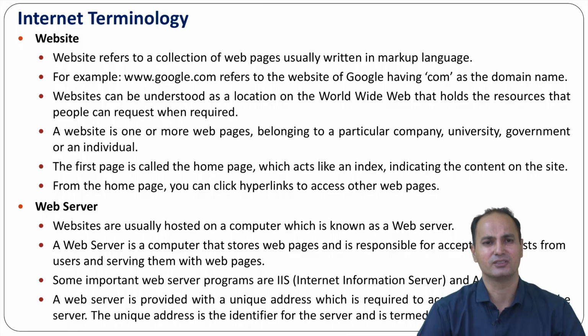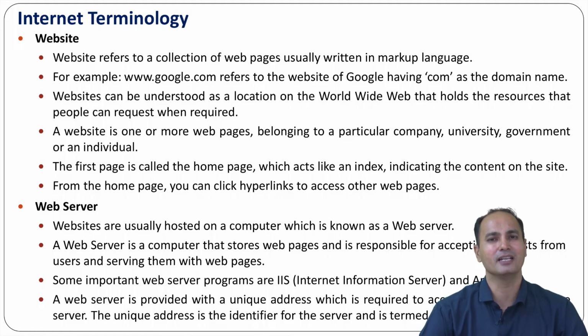So what is a website? Simply put, a website is a collection of web pages. If you have more than one web page and you combine them or hyperlink them with each other, then we can say that we have a simple website. It refers to a collection of web pages usually written in markup languages. For example, www.google.com refers to the website of Google, having com as the domain name.